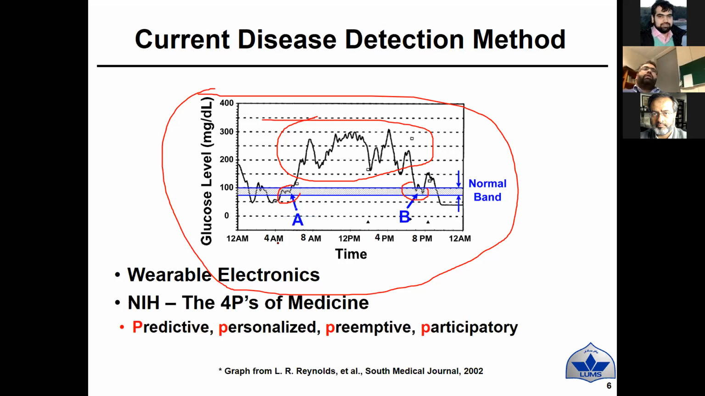And that's why the 4 P's of medicine, which the National Health Institute already proposed like 20 years back: all the medicines should be predictive. Your medicines, even the pills, should be predictive. They should predict what's coming on. They should be personalized to one person.